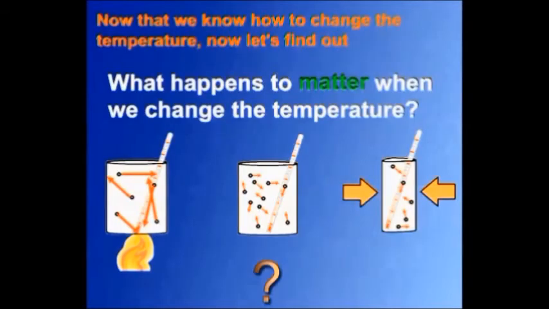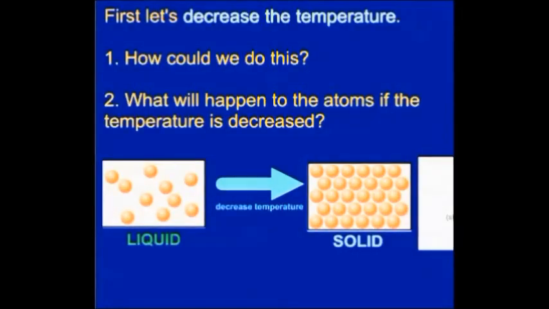And now that we know how to change the temperature, let's find out what happens to the matter when we change the temperature. First, let's decrease the temperature. To do this, we would do the opposite of the three things we did before. So we would decrease the heat, we would take away atoms, or we could increase the size of the container. And if you do that, then we would have liquid turning into a solid. And notice how many more atoms are packed into that same space in a solid.